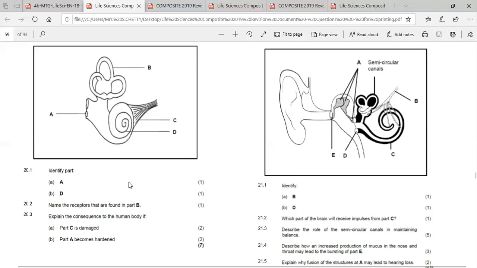Name the receptors found in part B, of course, semicircular canal. Remember SAC I taught you, the C standing for cristae.